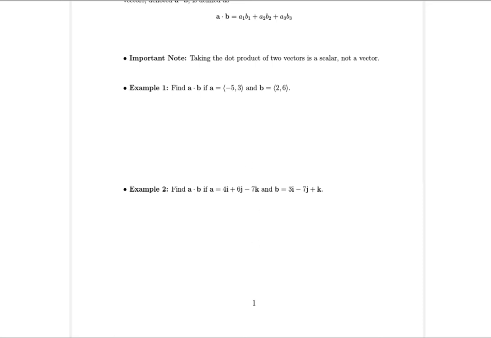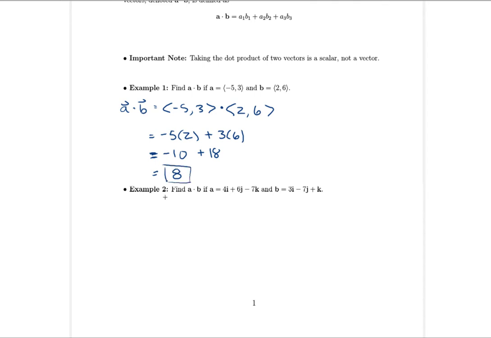In example 1, they want us to take the dot product of A and B. That means negative 5, 3 dotted with 2, 6. So we're going to take negative 5 times 2, and then add 3 times 6. As we said, this is going to give us a numerical answer, not a vector. So make sure that when you take a dot product, you don't end up with any kind of vector notation down here. It should just be the number 8.